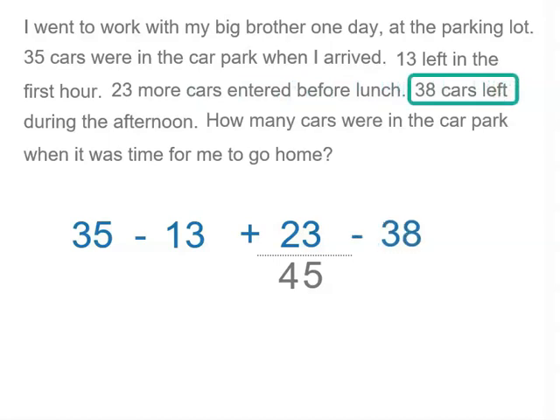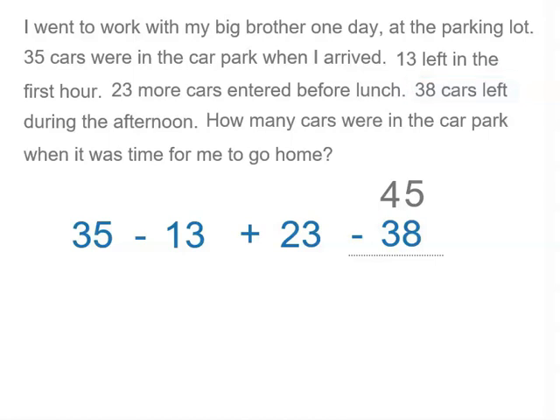We're subtracting 38. Now we don't have to do anything other than take the last number we worked out, which was 45, and put that up there, because we've got 45 cars and then 38 left. So 45 minus 38, well, you could work that out in your head, perhaps count up from 38 to 40 and then add on 5, or you could do it this way.